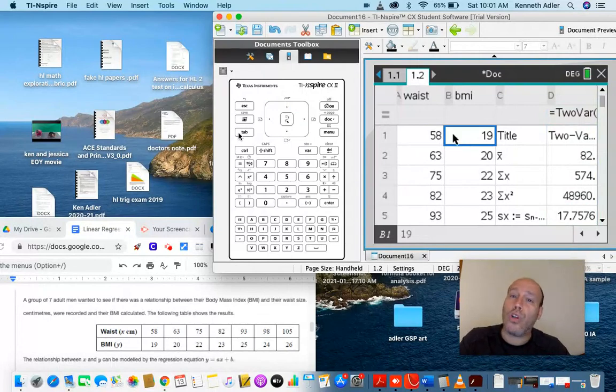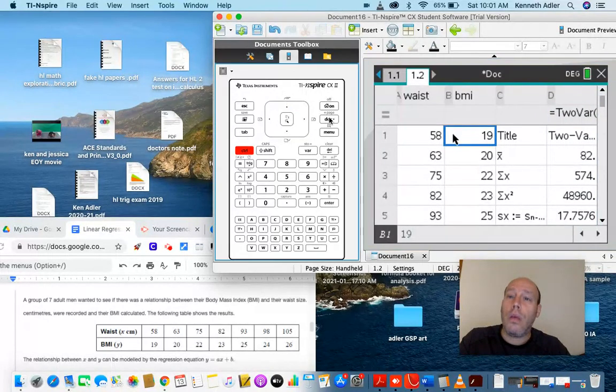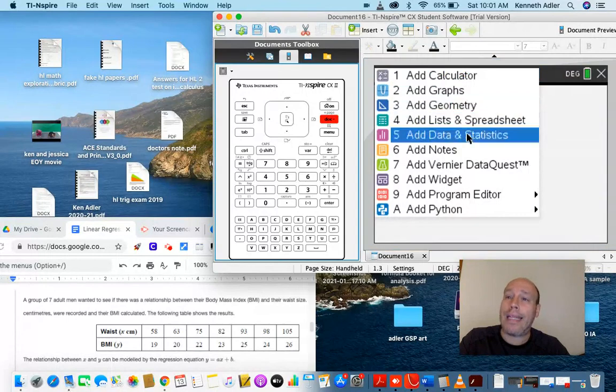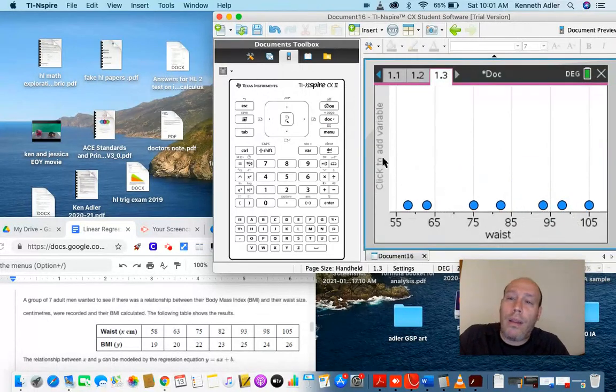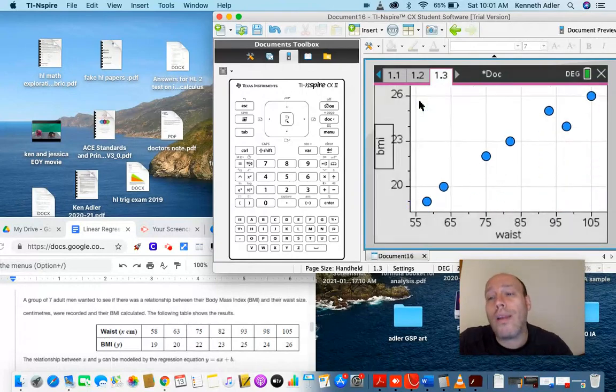So you're going to do Control, Doc, and we're going to add the data and statistics. Once again, this is just a visualization. And we see, okay, here's our points in there. On the X column, we're going to call that the waist. And in the Y column, we have the BMI. And so you say, oh, that kind of looks linear. It's not really the best linear, but we're going to get to that in another lesson.